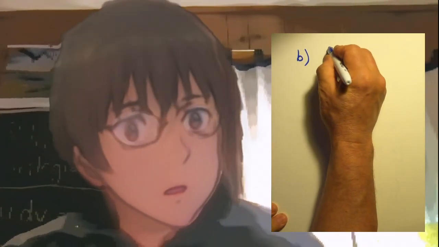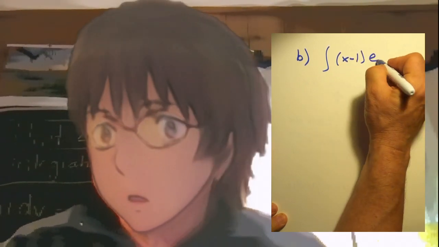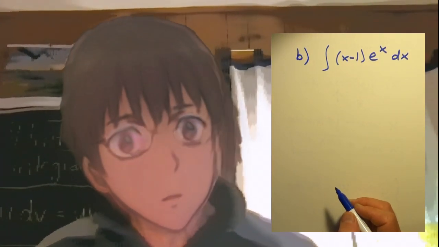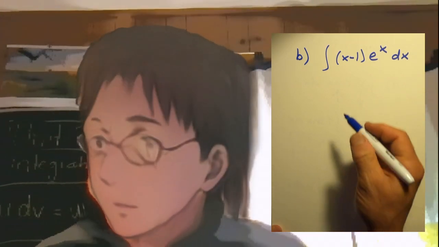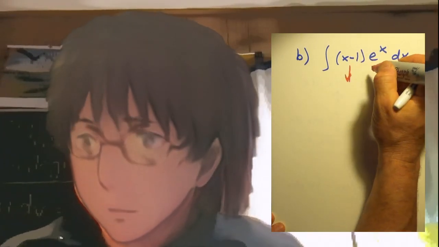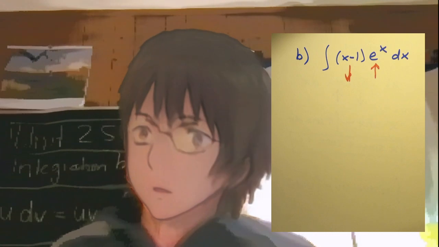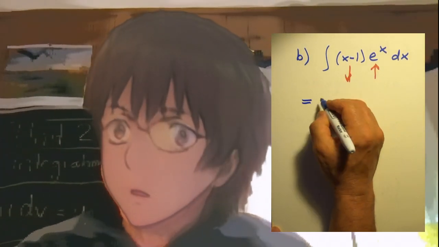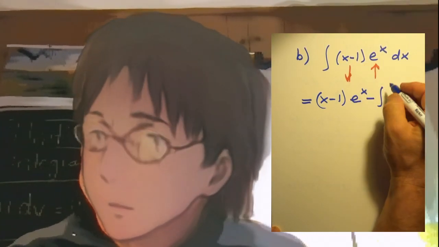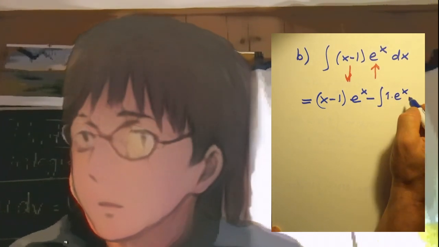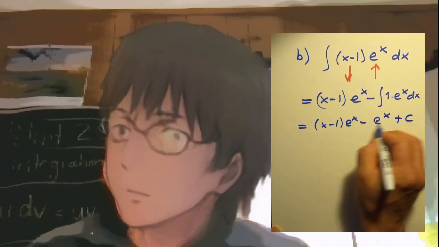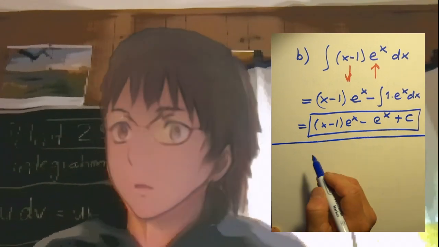Example B is maybe we take (x minus 1) times e to the x dx. So again, we want to identify the part which we differentiate and the part which we integrate. So what I'm doing here, I'm differentiating the polynomial. That's easier to differentiate, and integrate the exponential. So we leave the part which we differentiate at first, we integrate this, and then we take the integral where we differentiate this, 1 times e to the x dx, which is (x minus 1) e to the x minus e to the x plus c. Cool. So that was part B.